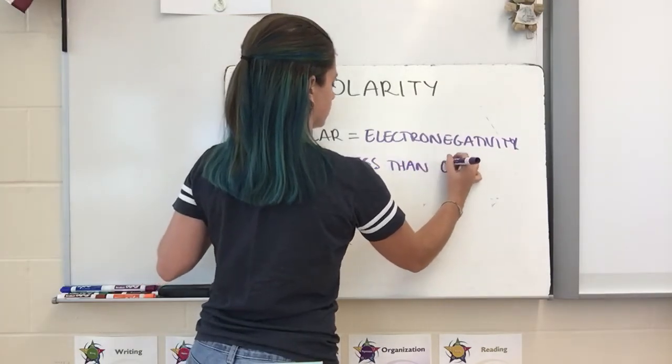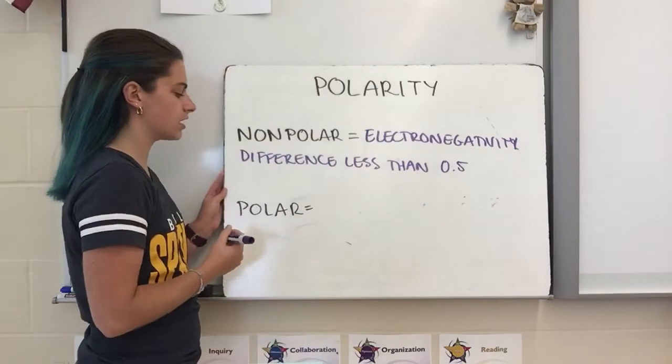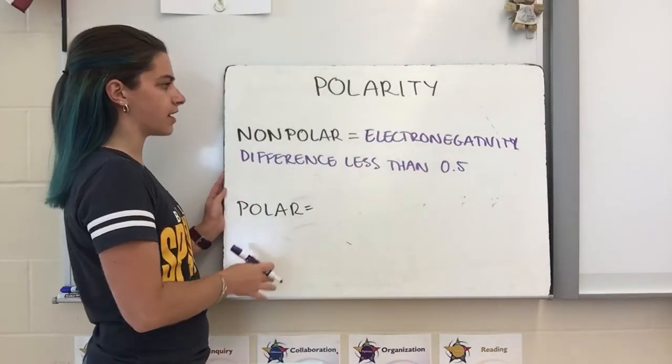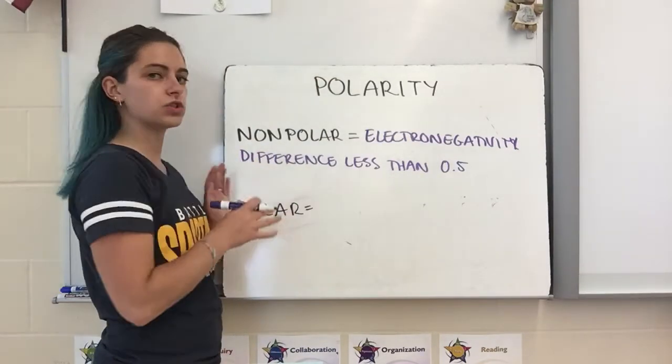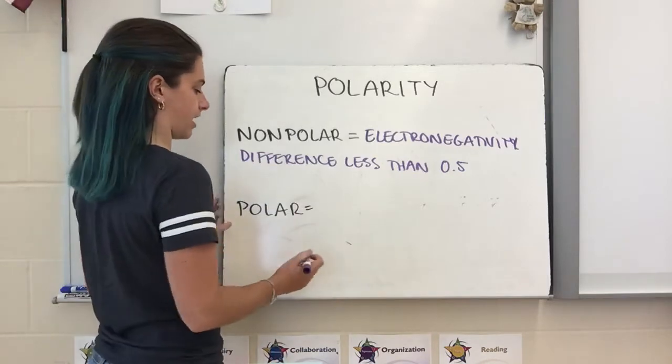For a polar bond, you have an electronegativity difference that's equal to or greater than 0.5.